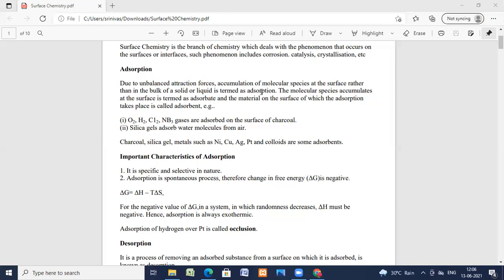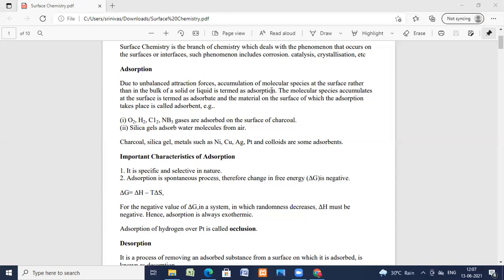There is an unbalanced inward force of attraction existing on the molecules at the surface of the liquid and solid, and this causes them to attract and retain the molecules of the gas or a dissolved substance coming in contact with the surface. So the phenomenon of attracting and retaining the molecules of a substance on the surface of a liquid or a solid is known as adsorption. Due to the unbalanced attraction forces, there is accumulation of molecular species at the surface rather than in the bulk of the solid or liquid. It's called adsorption.